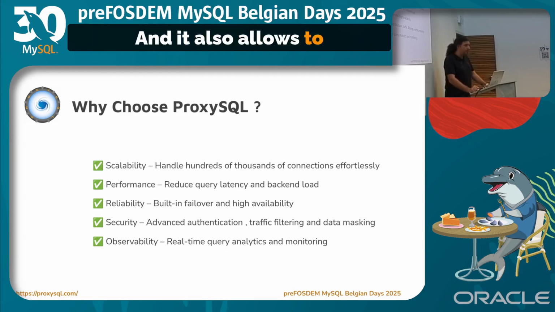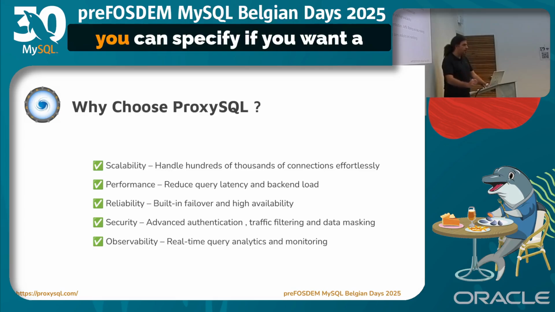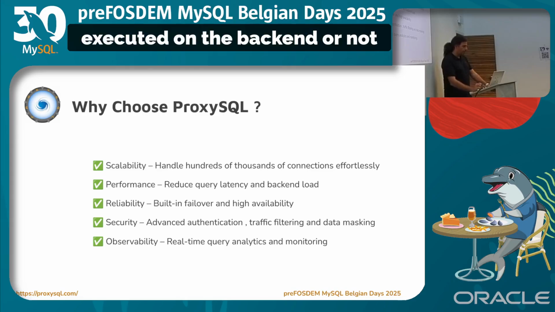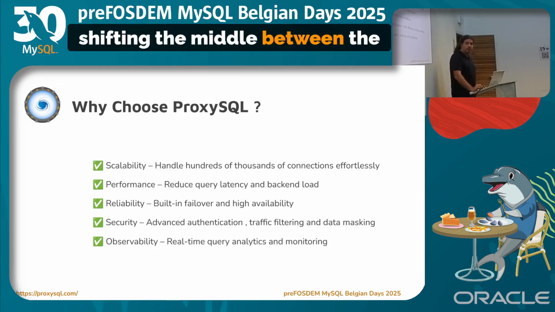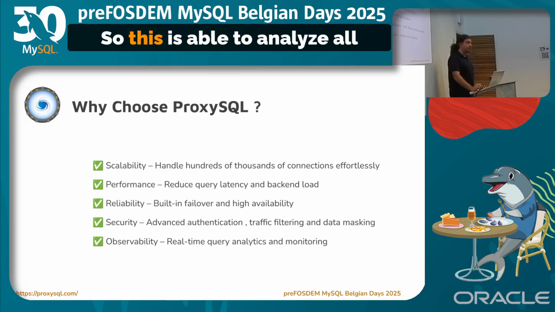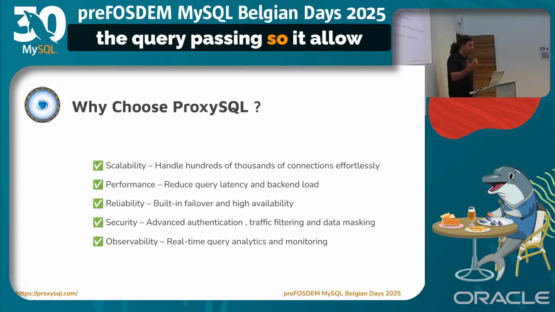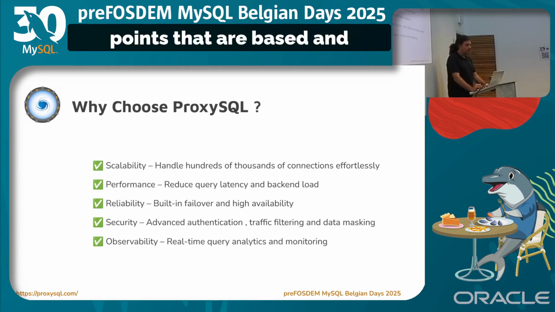And it also allows you to filter traffic. Because it's able to recognize a query, you can specify whether you want a query to be allowed to be executed on the backend or not. It sits in the middle between the application and the backend, so it's able to analyze all the queries passing, so it also allows observability. In real time, you're able to understand what queries are going to the database and how they are performing.